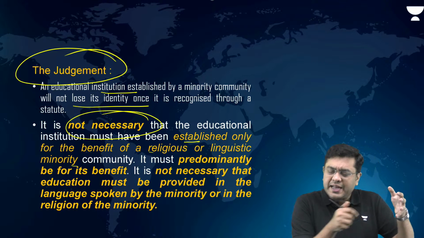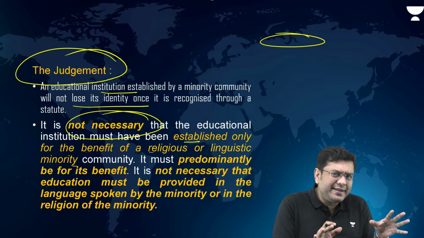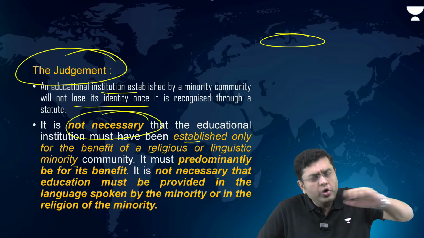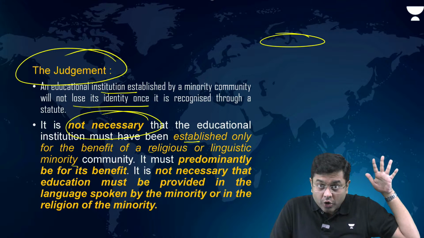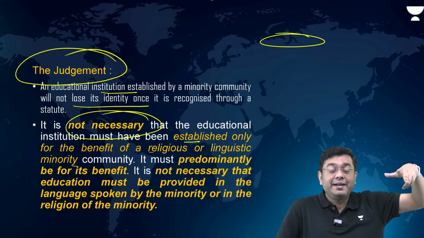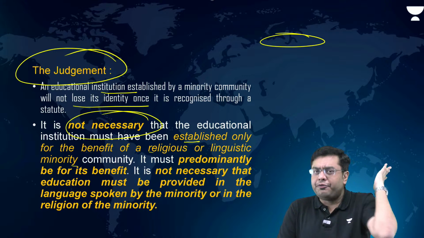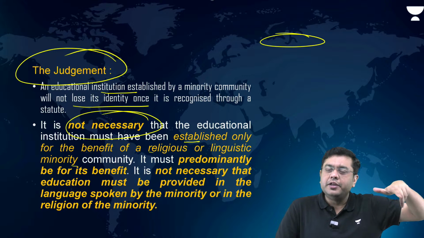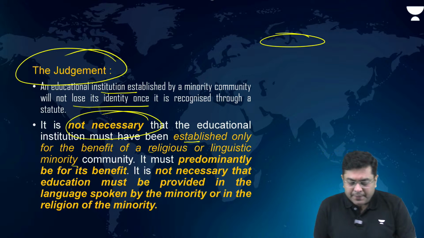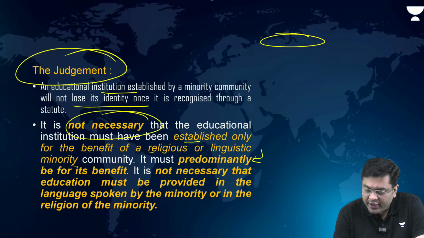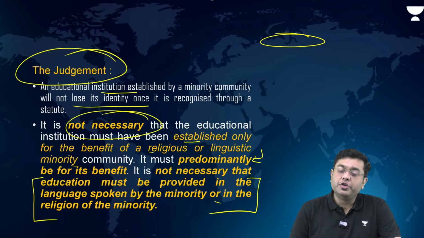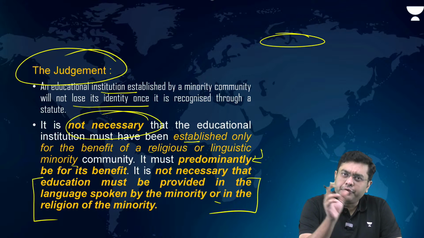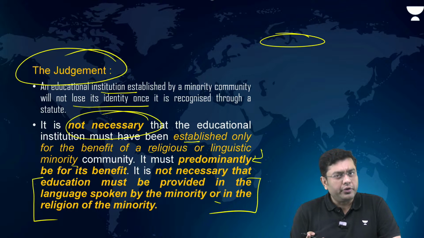So if I have established an institution, it is not necessary that the purpose is only for the minorities. Predominantly, minority communities have to be addressed and taken care of. But it is not a universal set that 100% of the purpose is only for minority communities. That will make the institution a non-inclusive kind, right? So it must predominantly be for its benefit. It is not necessary that education must be provided in the language spoken by the minority or in the religion of the minority. So that allows for some leeway for the institutions as well.